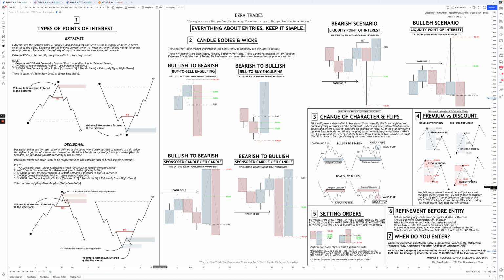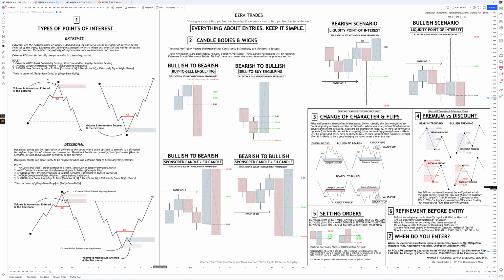The other thing is it should have some liquidity to take, whether that's structural liquidity, trendline liquidity, or relatively equal highs and lows. We're going to go over some examples of that in the application process, but these are the three things that I like to focus on. It must break relevant structure, or supply and demand levels. It should create inefficient pricing, and it should have some liquidity, whether that's any of these, to take before it comes back to mitigate that level, right?